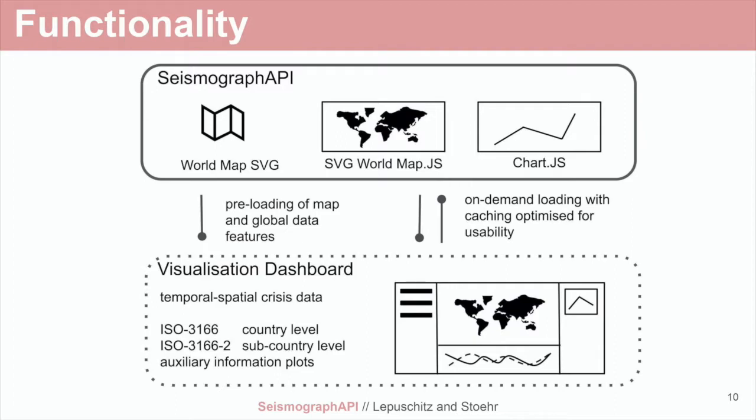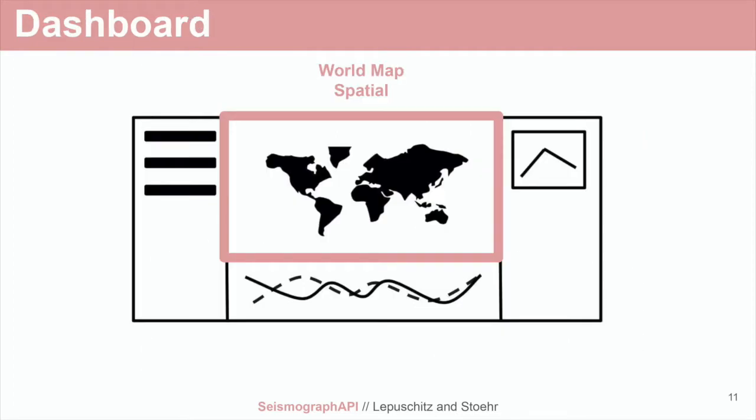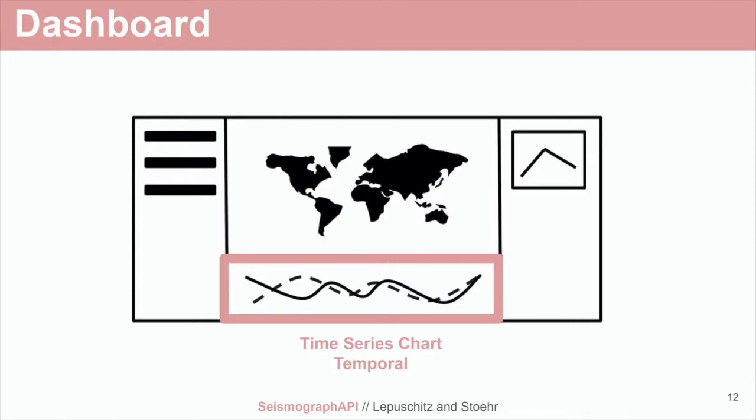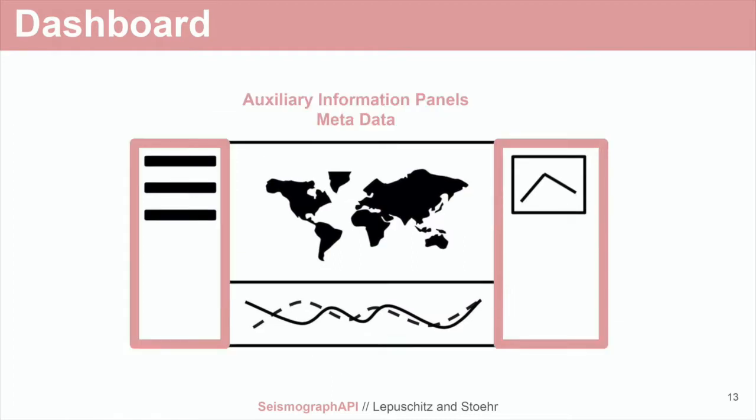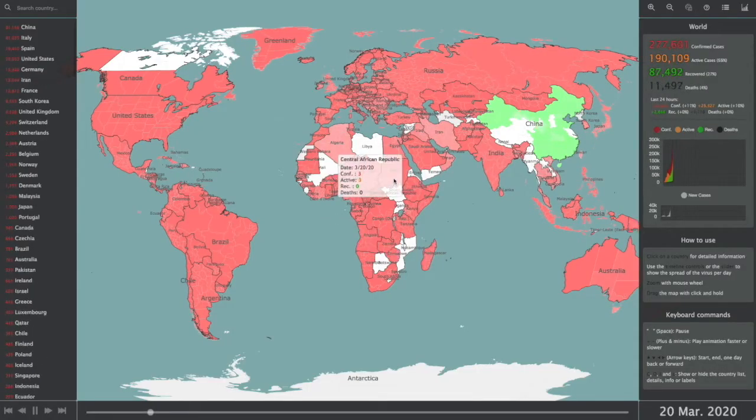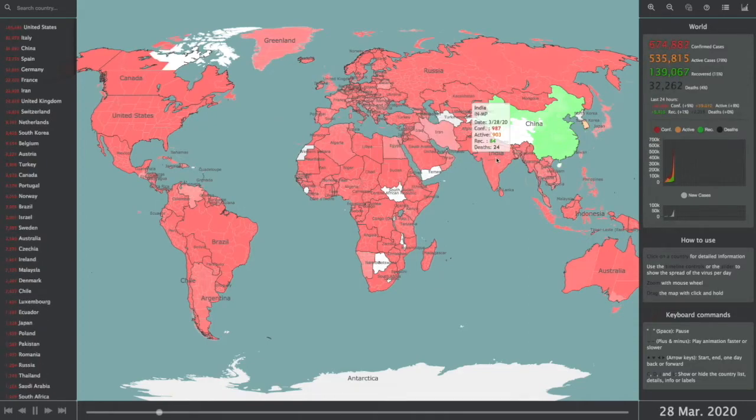Its user interface primarily consists of three components as follows. The SVG Core Choropleth World Map brings to life the spatial aspects of your data. The time series chart not only visualizes, but allows navigating the temporal dimension. On the left and right, the dashboard offers room for auxiliary information such as metadata linked with the spatial and temporal dimensions. The spread of COVID-19 is clearly visible on the map in red.